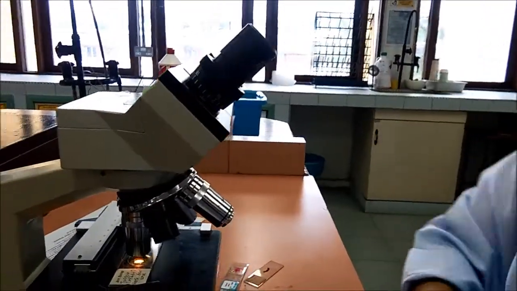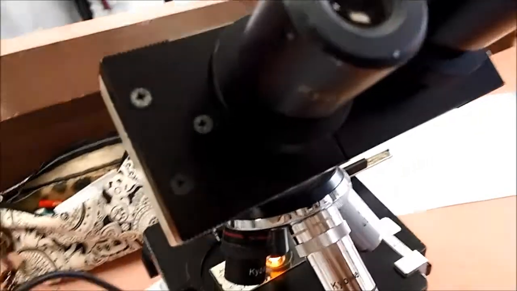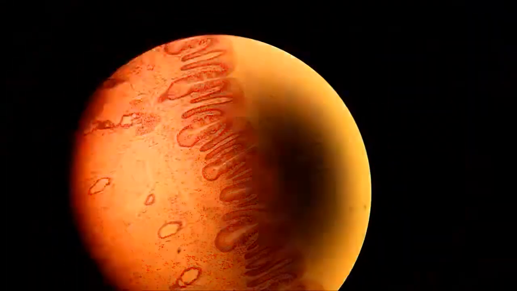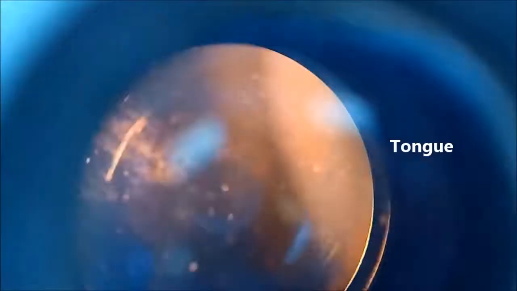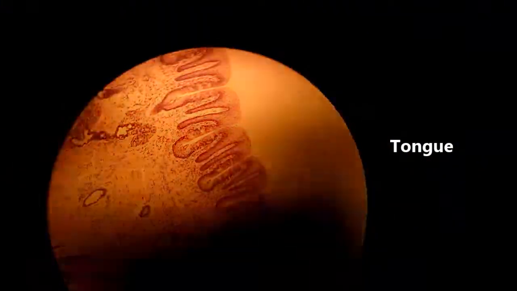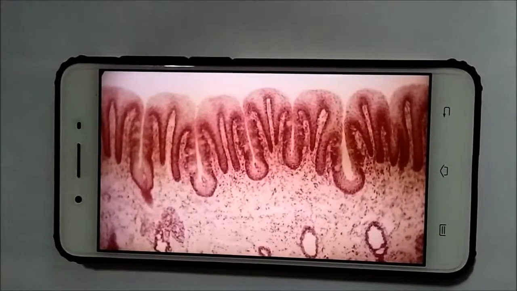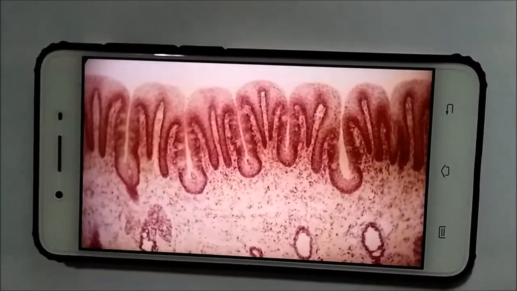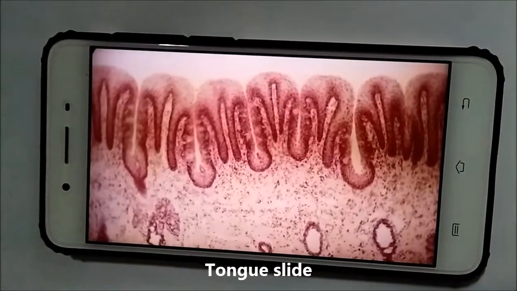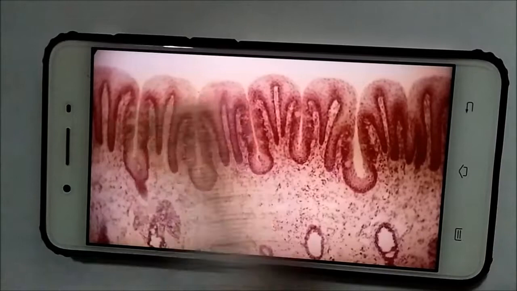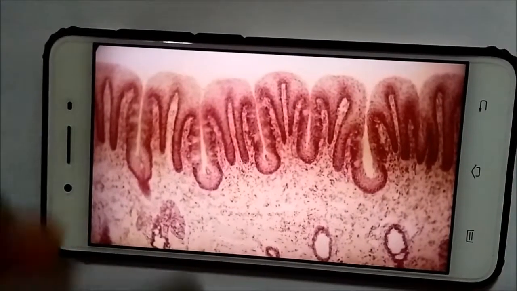You can see, so this is the tongue digestive system slide. Alright, the first slide that we had observed is a tongue slide. So basically this is the structure of the tongue.